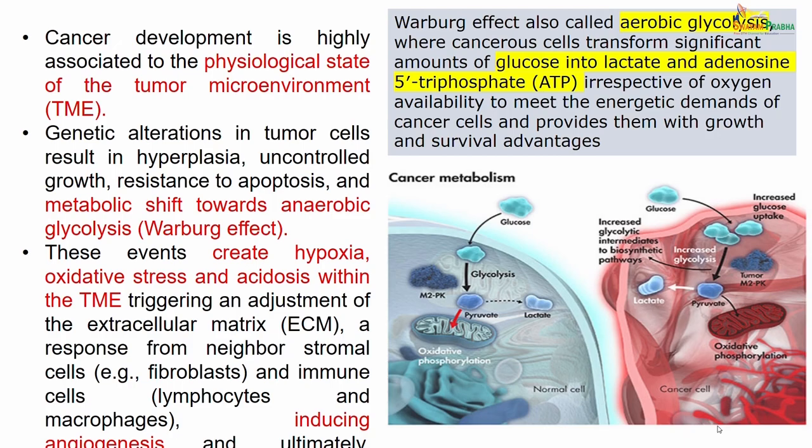There are a lot of cascading events which happen because of the Warburg effect in the cancer cells. Because of an excess production of lactate, a region of hypoxia is formed and also an increased acidic environment. That is, the Warburg effect creates hypoxia, oxidative stress and acidosis within the tumor microenvironment, which trigger an adjustment within the extracellular matrix. So there is a response from the neighboring stromal cells, that is fibroblasts, immune cells, lymphocytes and macrophages, and therefore a lot of different kinds of arrangements happen within the tumor microenvironment, which push the environment towards neovascularization, angiogenesis and metastasis.